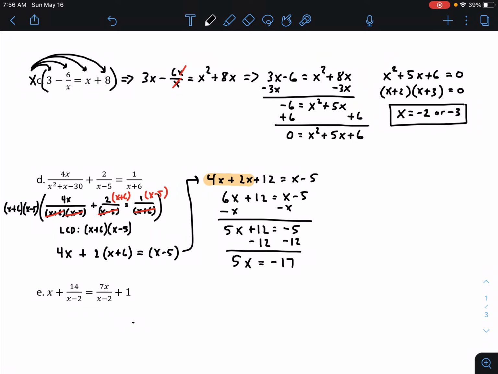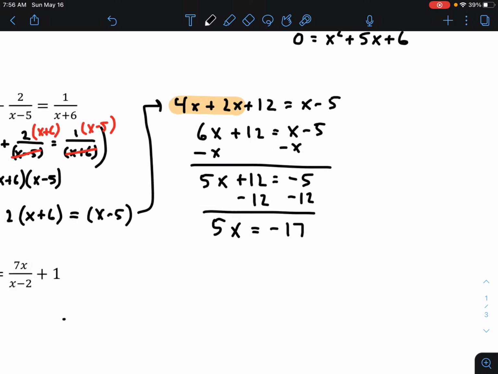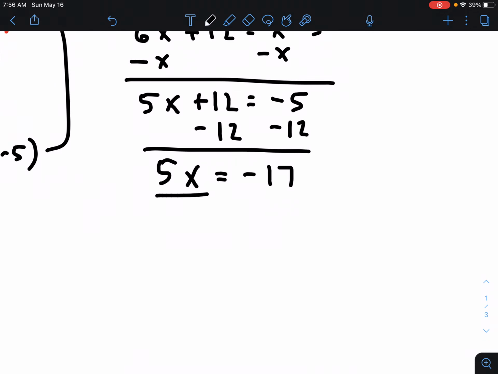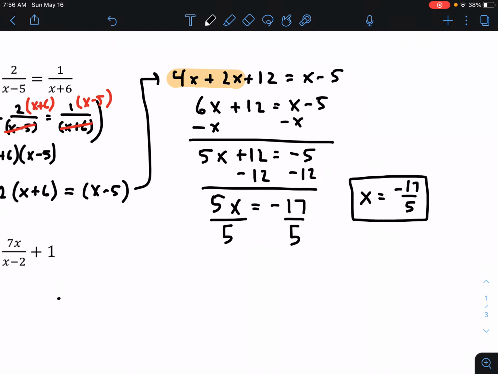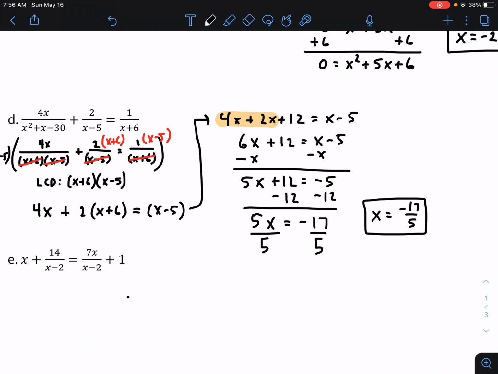All right, so then I just have to divide by 5, and I get a fraction as my answer. So that should be right. We could know for sure if we went back and plugged it into the equation. You should try it. It's fun. All right, let's keep rolling.